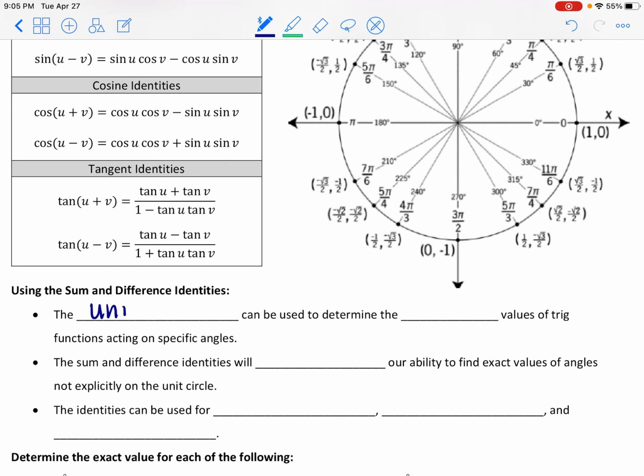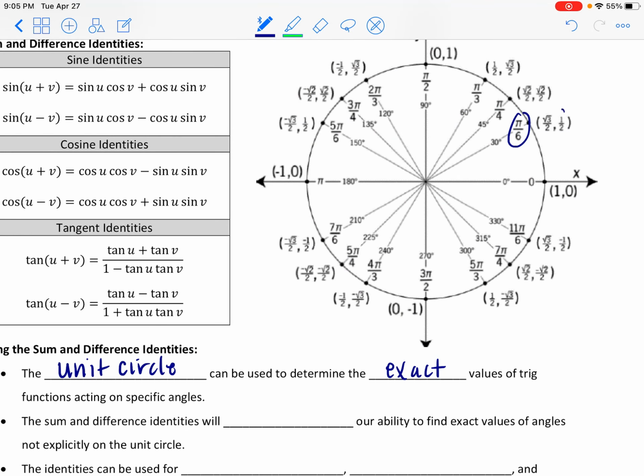We can use the unit circle to find exact values for our trig functions at specific angles. Like if I wanted to know what is the sine of pi over 6, boom, right there on the unit circle, it's a half. Or if I wanted to know the cosine of 3 pi over 4, boom, it's right there. It's negative radical 2 over 2. Or if I wanted to know the tangent of pi, or the tangent of 180, I take my y divided by my x and I get 0, right? So there are all these angles that are on the unit circle that we can find the exact value for trig functions, right? Sine, cosine, tangent, secant, cosecant, cotangent.